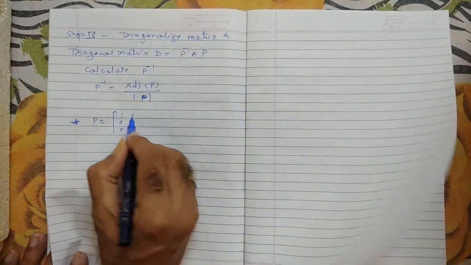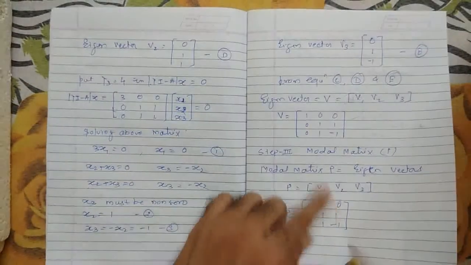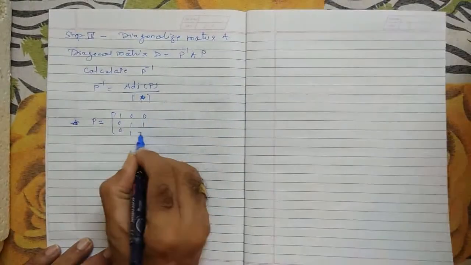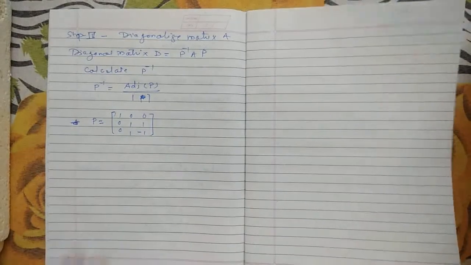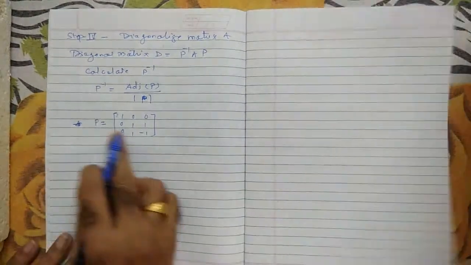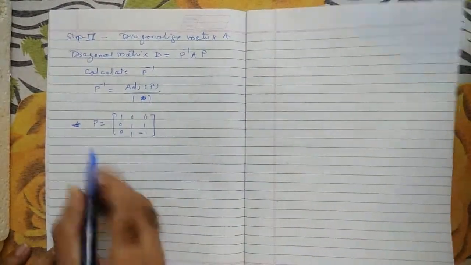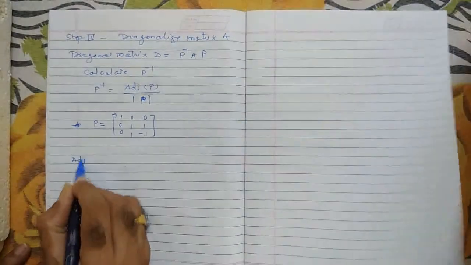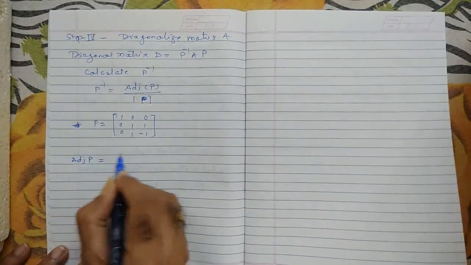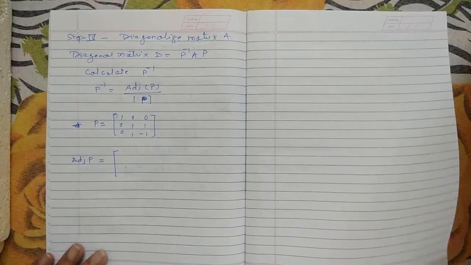1 0 0, 0 1 1. And here is 0 1 minus 1. Here is 0 1 minus 1. Now this is my P. Now I will calculate the adjoint of P.